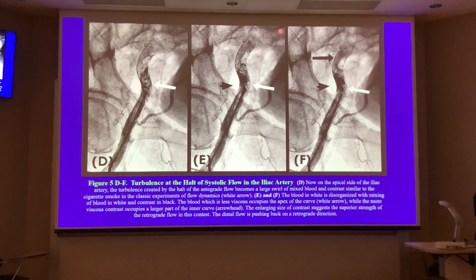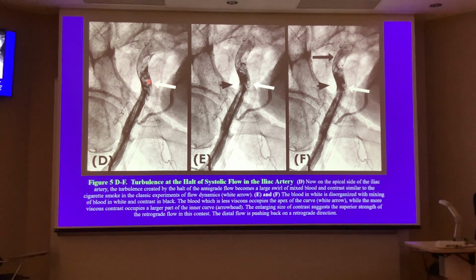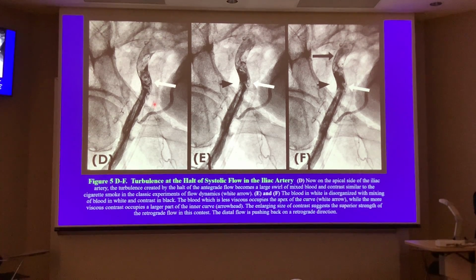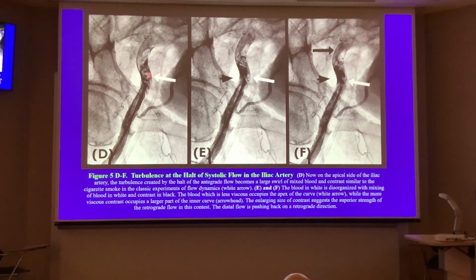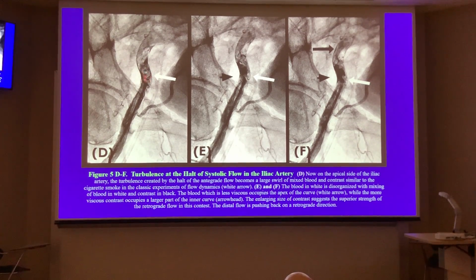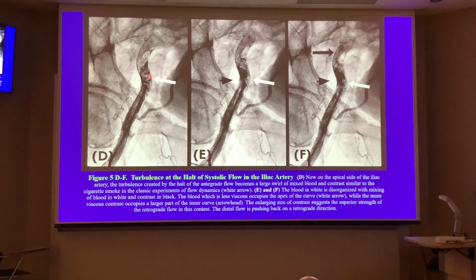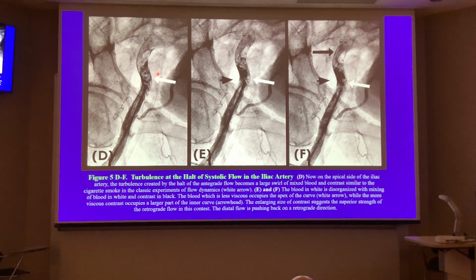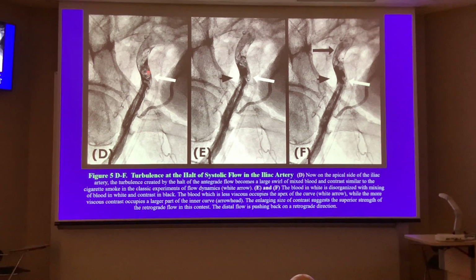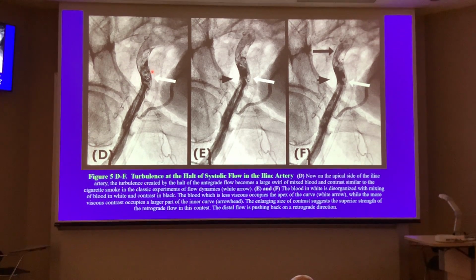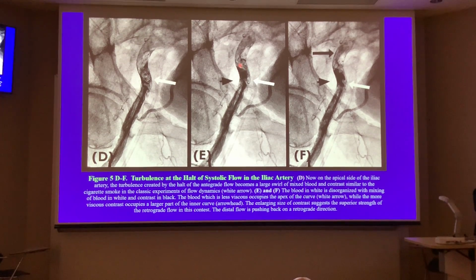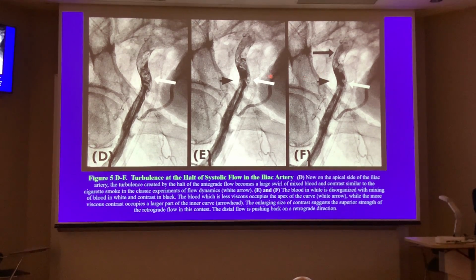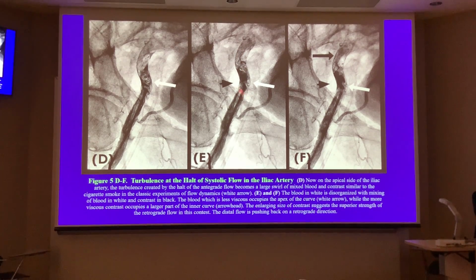Figures 5D and 5F show the turbulence at the start of systolic flow in the iliac artery. For the D, this position looks very much like a cigarette. For figures E and F, the blood in white color is still disorganized.